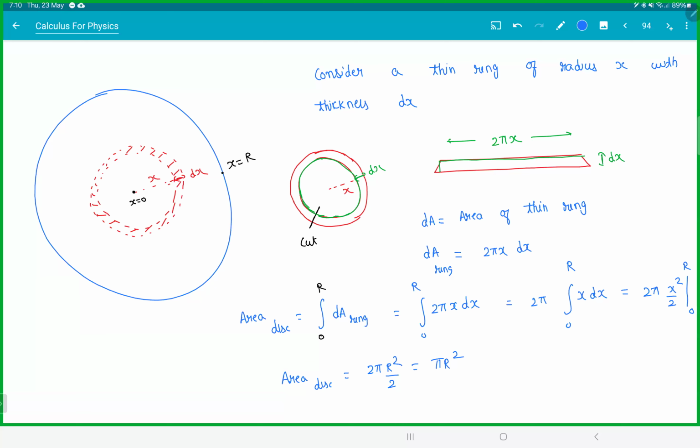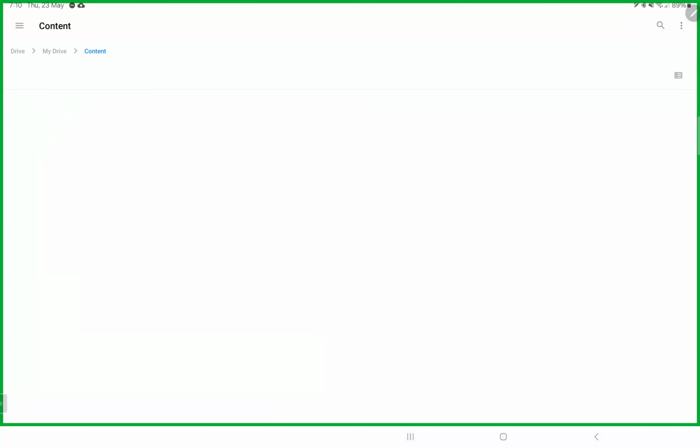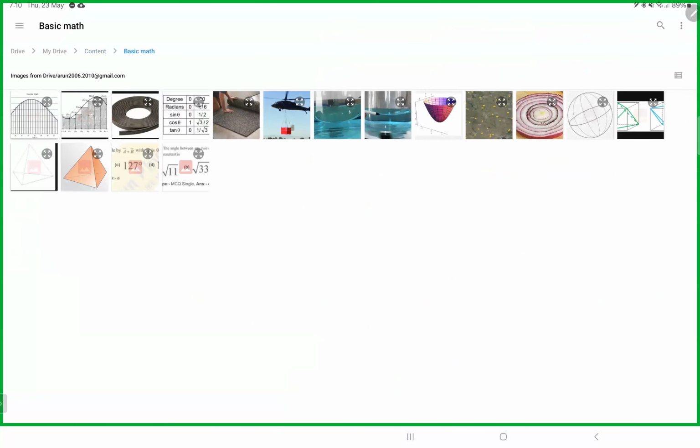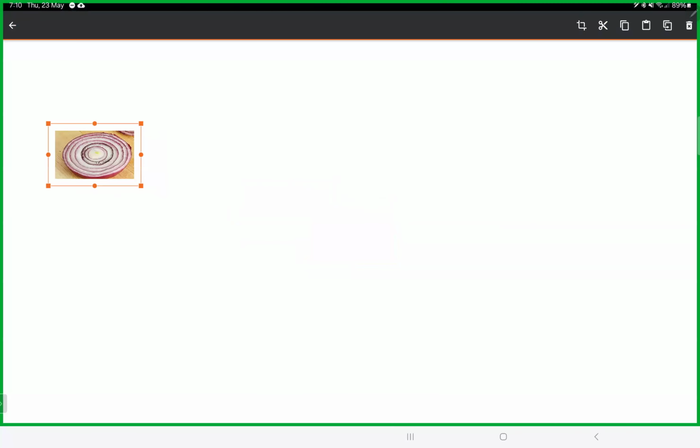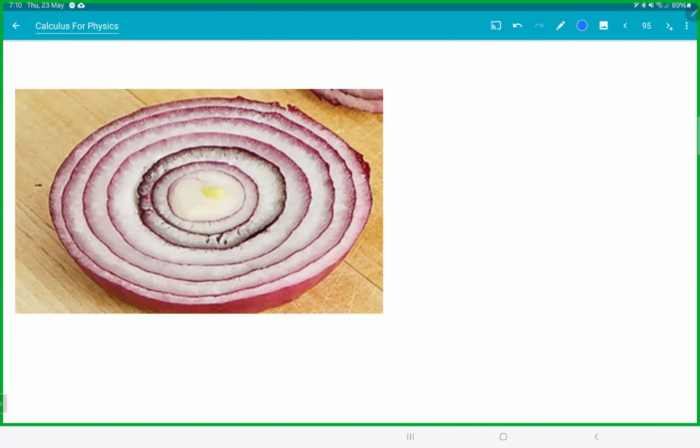Just to give an example of how we chose elements: have you ever seen onion rings? Ring upon ring, ring upon ring, ring upon ring. And what do you get? You get a disk, isn't it? I hope you're able to visualize it now. So if you see the elements we have chosen here, this is like an onion made of thin rings. This is an onion disk.